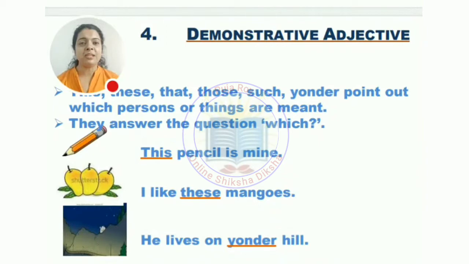So what do we find here? We basically get to know that demonstrative adjective means those words which are actually demonstrating something, pointing out towards something. These words are this, that, these, those. Along with that, we have the words such and yonder. They all are being used to point out something. It may be a person, it can be a thing also. When we go for these examples, we find this pencil is mine, I like these mangoes, he lives on yonder hill.